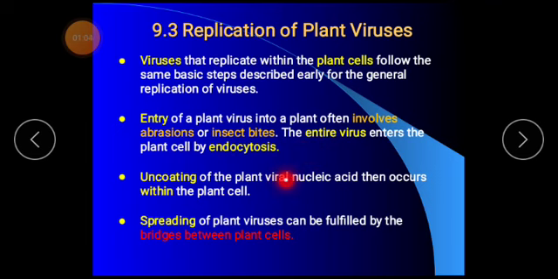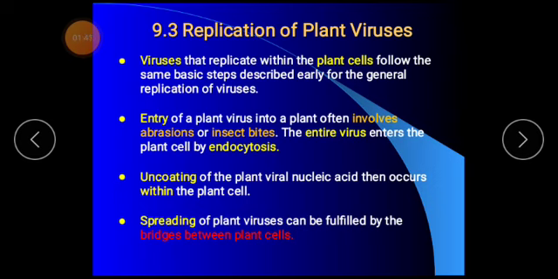So here there is what we call uncoating of the plant virus nucleic acid, which then occurs within the plant cell. So this process of uncoating takes place in the plant, and the nucleic acid occurs within the plant cell. The spreading of the plant virus can be fulfilled by the bridge between plant cells. So this is what you call replication of plant virus, and this stage, the spreading of plant virus, can be fulfilled by the bridge between plant cells.